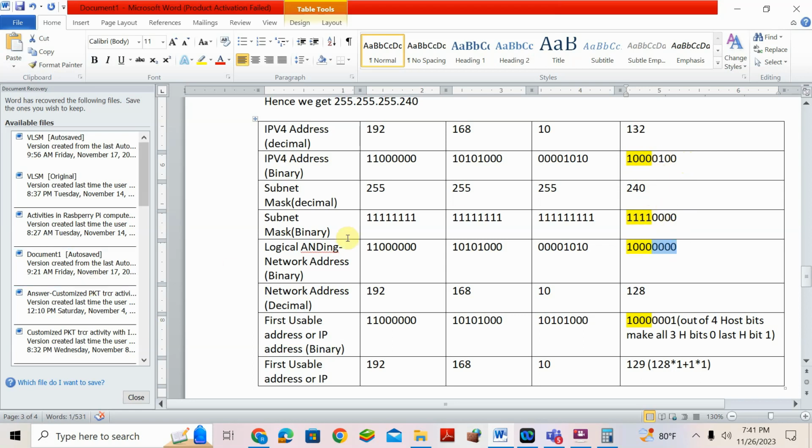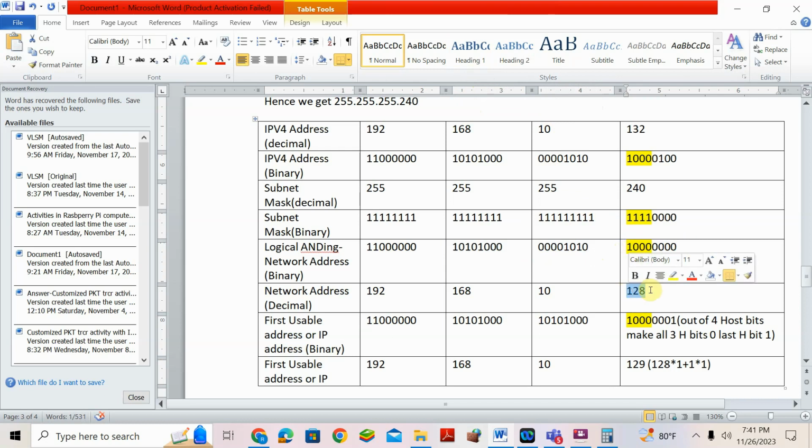Now the network address we got in binary. What's the network address in decimal? This is already, you know, 192. This already you know 168. This already you know 10. Now one followed by seven zeros, so this is 128. First bit one, remaining zero means 128.